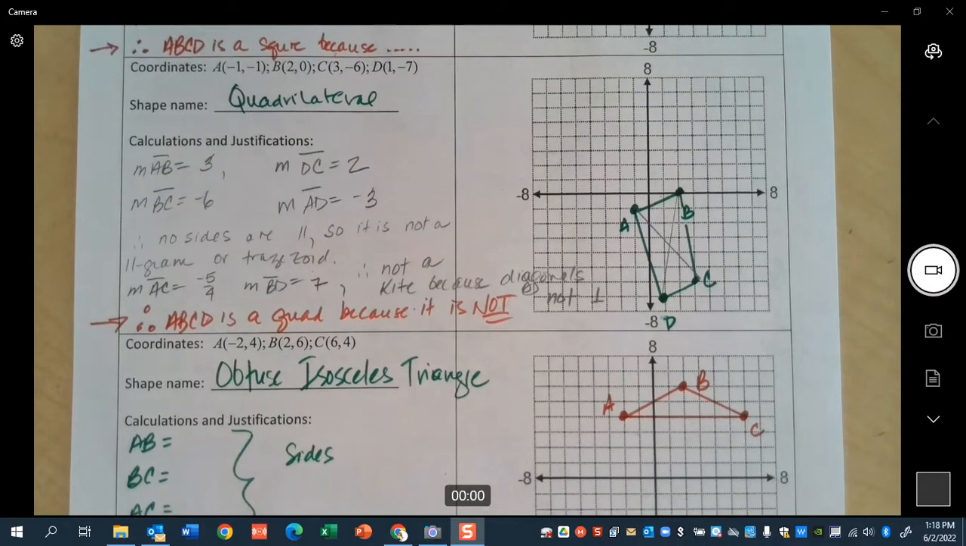Here are the slopes of the four sides. No sides are parallel, so it's not a parallelogram, it's not a trapezoid. Here are the slopes of the diagonals. It's not a kite because the diagonals are not perpendicular. So therefore, ABCD is a quadrilateral because it has four sides and not any of the other specific shapes. Make sense?